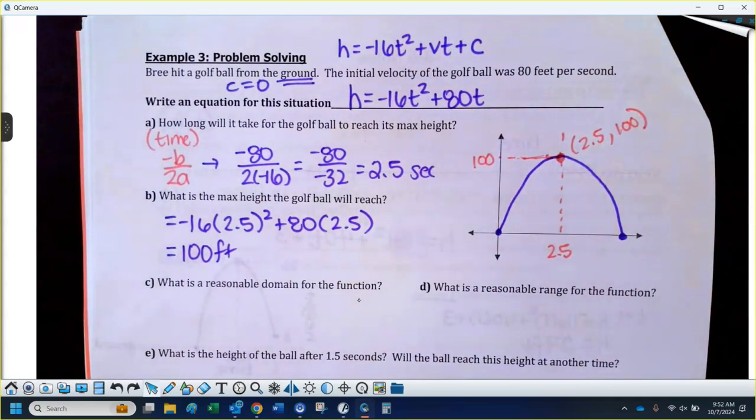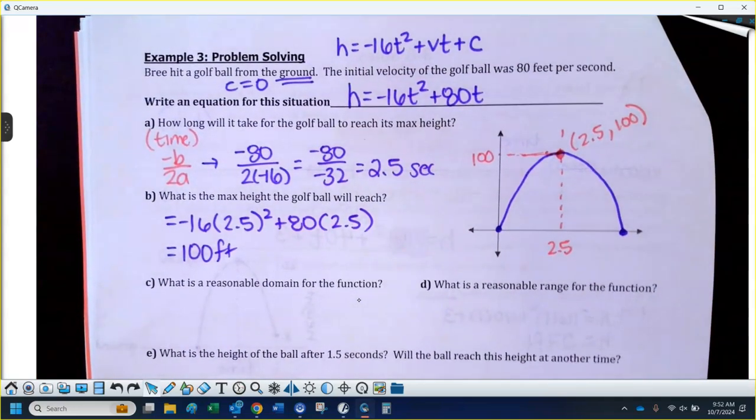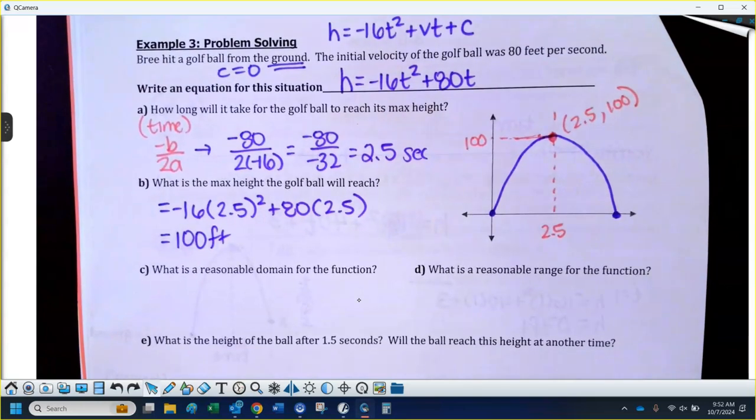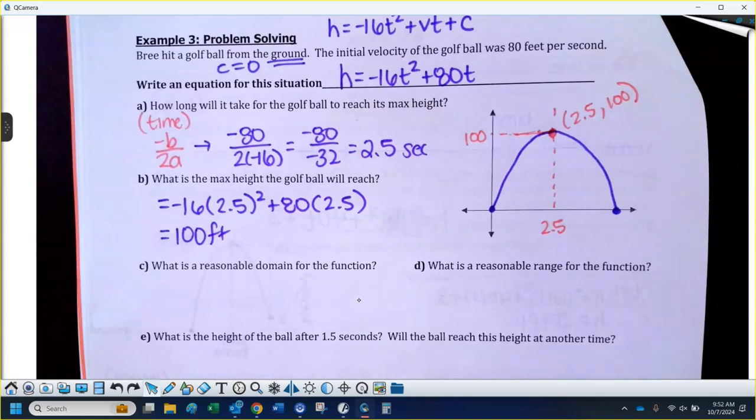Okay, now this is kind of an interesting question because I'm going to ask you for a domain and a range here. And normally the domain of a parabola is negative infinity to infinity, right? But this has a scenario attached to it. So we have a situation here, so the domain is not going to be negative infinity to infinity. If it was negative infinity, we would have negative time, and if it went to positive infinity, it would represent positive time, but it would represent a negative height, which doesn't make sense.